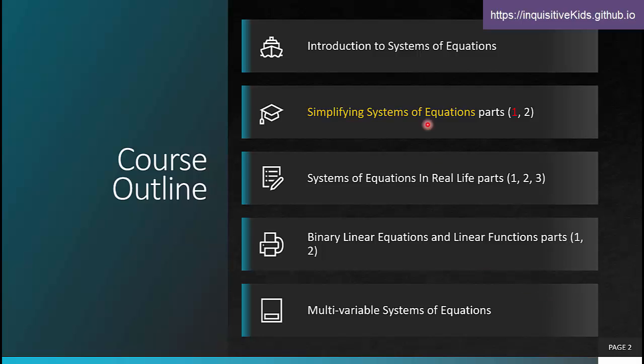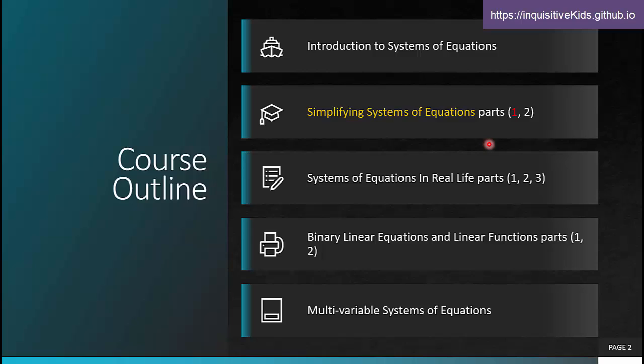In the last lesson, we learned all about systems of equations, as well as their properties and definitions. That was our introduction to systems of equations. In this video, we will be starting the first part of the second lesson, simplifying systems of equations. As you can see, there is a part 2 as well, where we learn about a different method to help us simplify systems of equations.